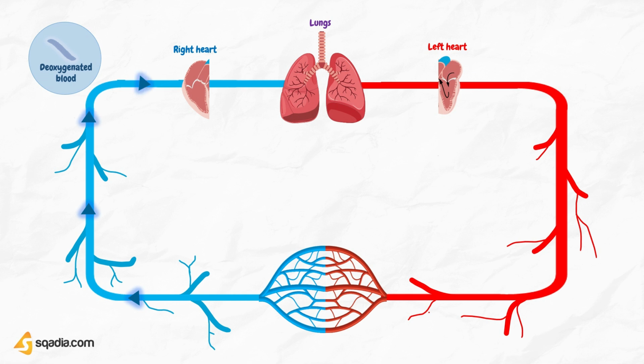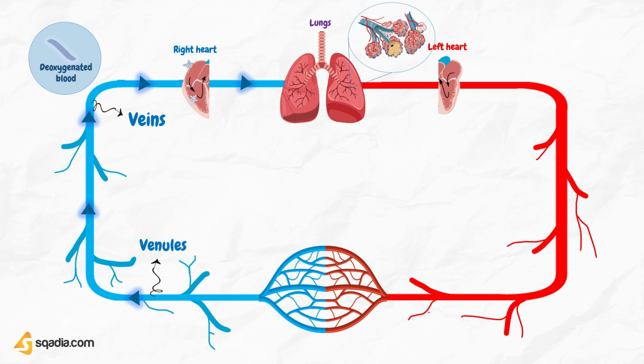To be more specific, it enters the right atrium from the rest of the body through the network of vessels. And we know these vessels are called veins and venules. Through the right atrium to the right ventricle, this deoxygenated blood is carried to pulmonary circulation, where it comes in contact with alveoli directly through the pulmonary capillaries. It gets oxygen from alveoli and exchanges carbon dioxide and wastes with alveoli. That is later removed by expiration.